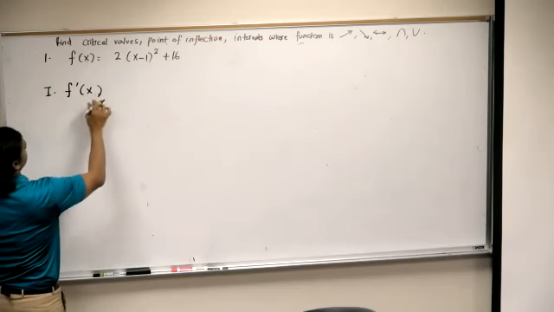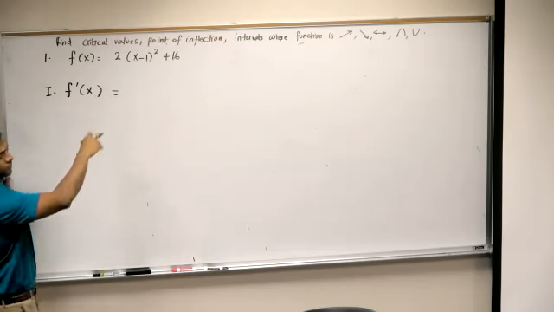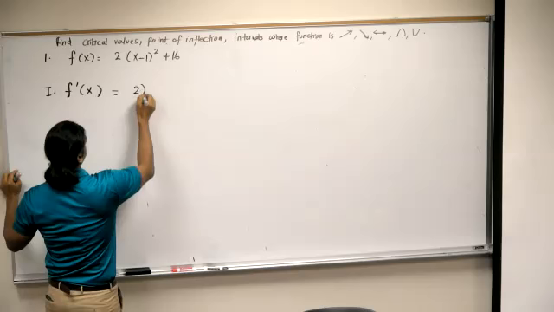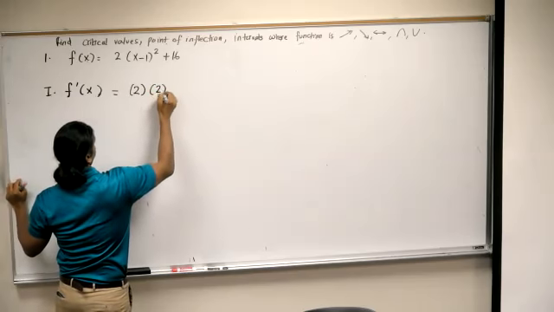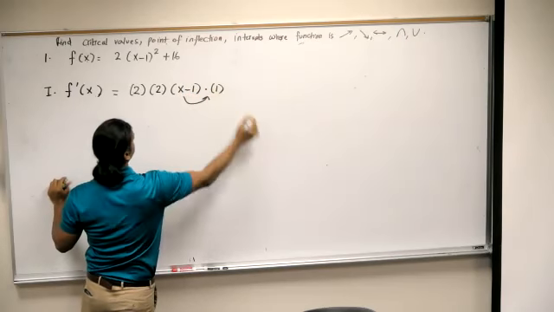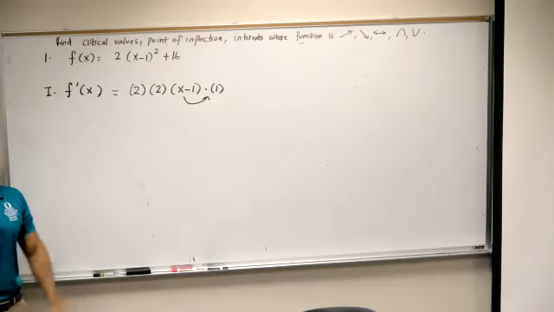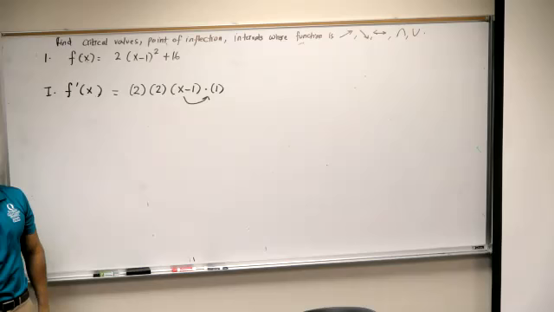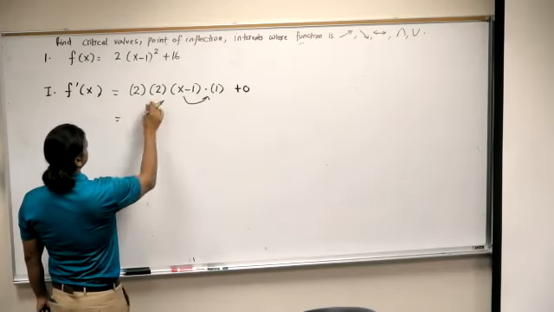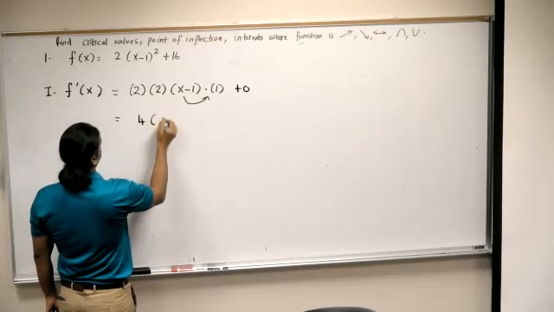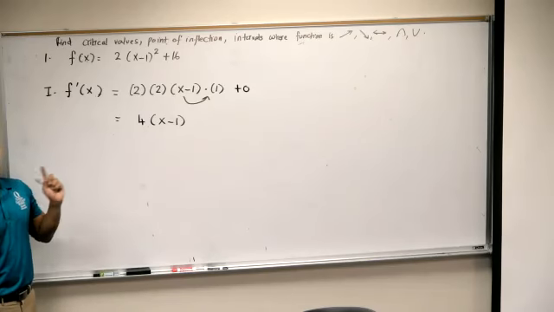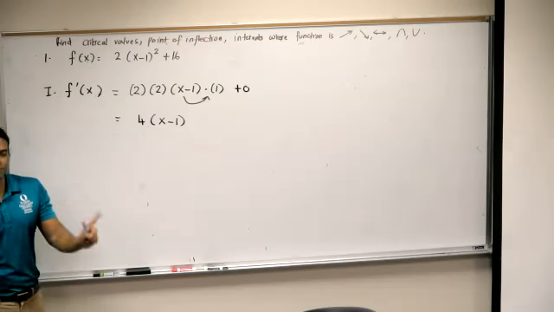So f prime of x, what rule should we use to find the derivative? Chain rule. So 2 moves to the front, x minus 1, derivative of x minus 1 is 1. What is the derivative of 16? 0. 2 times 2, 4, multiplied by x minus 1. 4 times (x minus 1). We have to set that equal to 0.